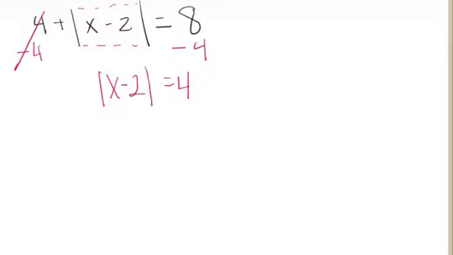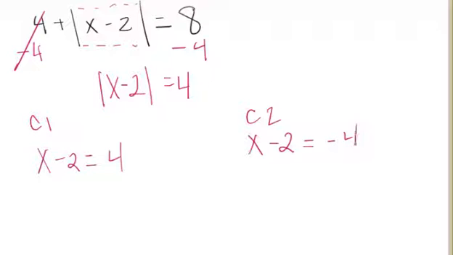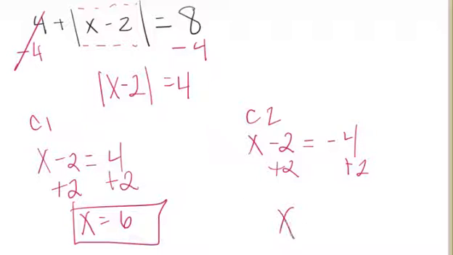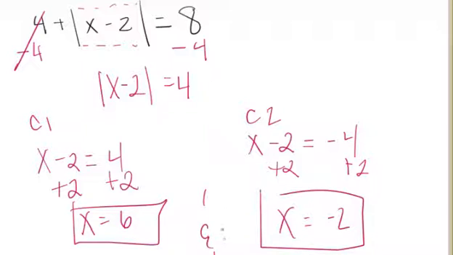X minus 2. Then we can go case 1 and case 2 with this. So we get x minus 2 equals 4. And then case 2, we write the same thing except the 4 is now negative. Add 2 to both sides. And 2 plus 4 is going to be x equals 6. And over here we're going to get x equals negative 2. Okay, these are two answers. We can write AND or for that matter on them.